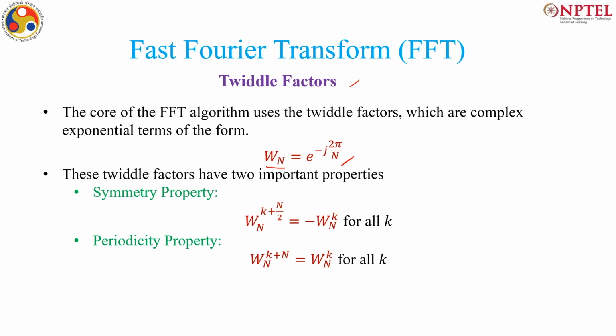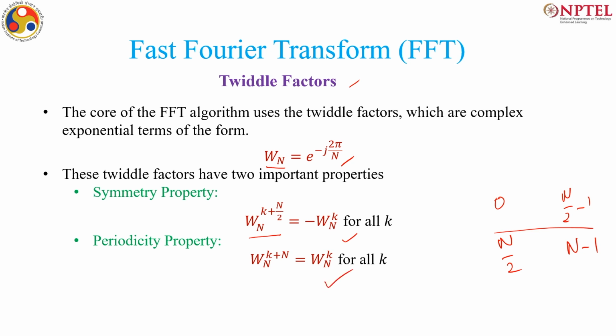So, what is the symmetry property? Symmetry means that I just need to compute from 0 to n by 2 minus 1 points, because from n by 2 to n minus 1, these can be obtained using the DFTs of the first half, and this is by the property. You can easily verify this. So, just try this as a take home assignment. Just plug in these values and you will see that this is easily verified. Similarly, the periodicity property is also easily verified.